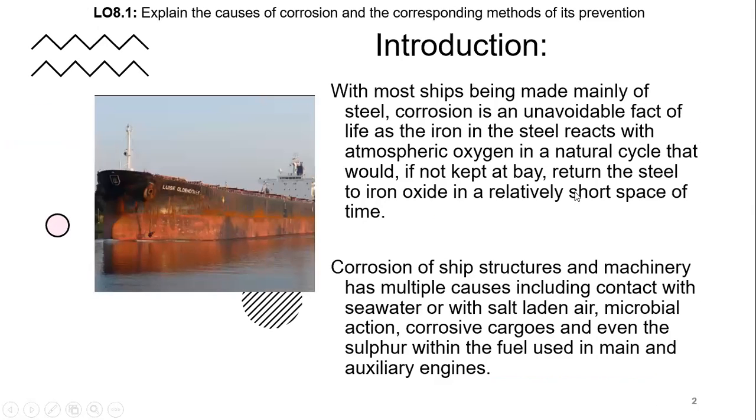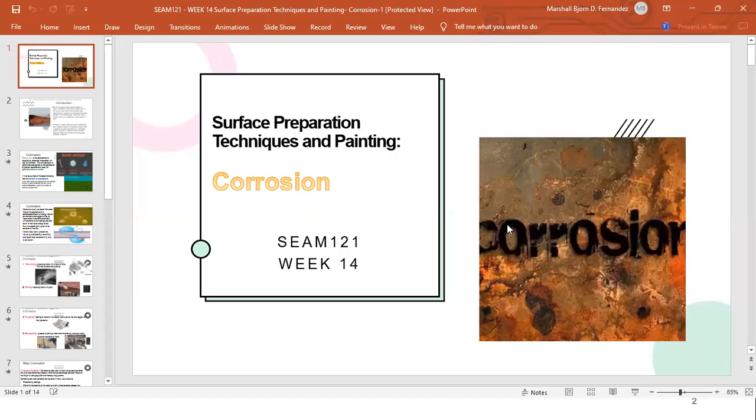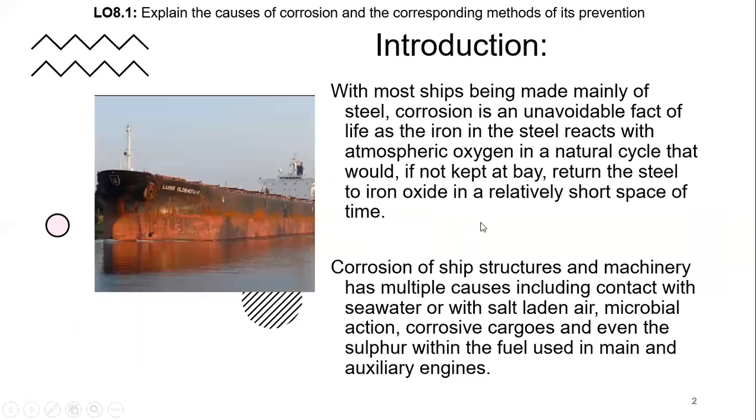With most ships being made mainly of steel, corrosion is an unavoidable fact of life, as the iron in the steel reacts with atmospheric oxygen. In a natural cycle that would, if not kept at bay, return the steel to iron oxide in a relatively short space of time. Then corrosion happens.